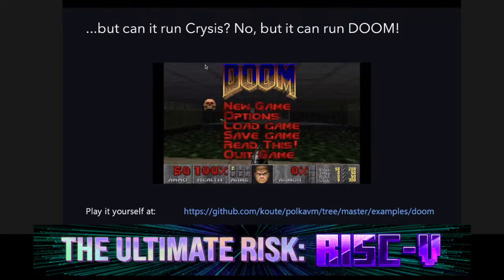You can git clone the repo and play it yourself if you want. And we also run Doom on our CI. So on every commit, we check that Doom still runs and that it works correctly. So we are probably the only VM in existence which runs Doom on its CI.